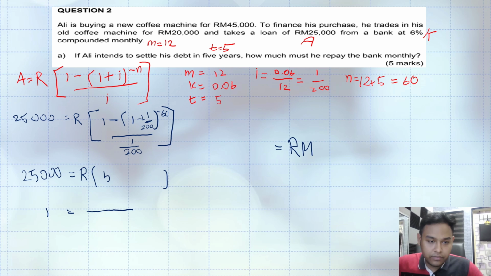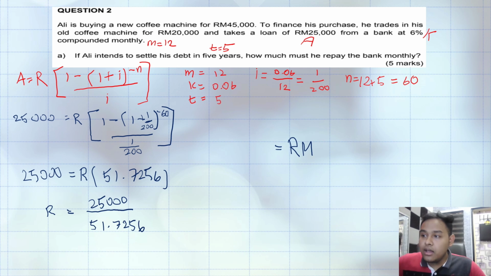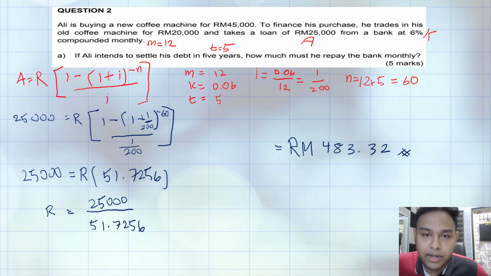and 51.726. Then we must find R, so 25,000 we divide by 51.726. After we calculate it, we will get 483 and 32 cents. This is how much Ali must pay monthly.